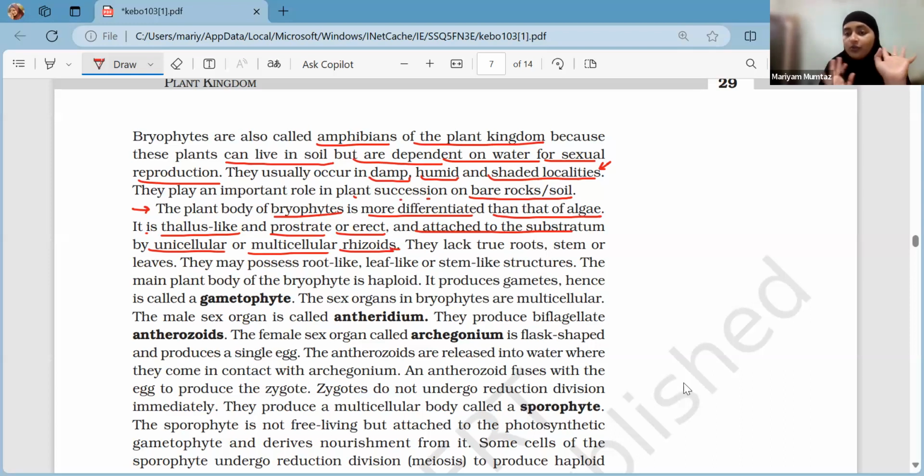Now, they are not mentioning roots or stems anywhere still. They lack true roots. Roots are absent. True stems are absent. Even true leaves are absent. They may possess root-like, leaf-like, or stem-like structures. Now, the main plant body of bryophyte is haploid.